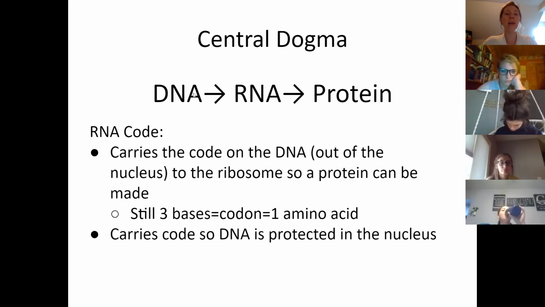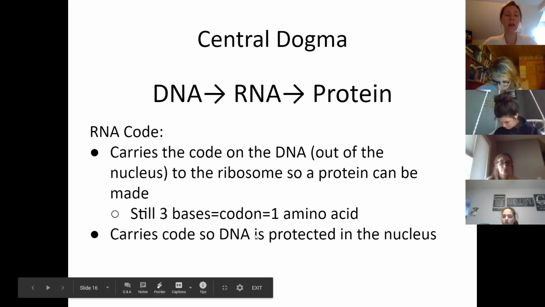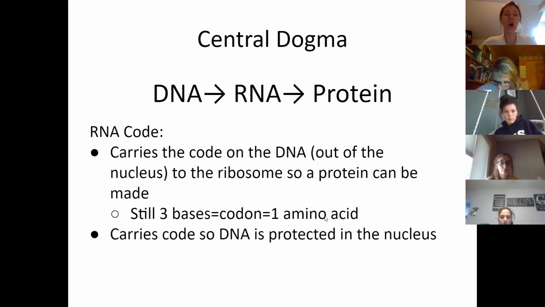So instead of sending DNA out to tell ribosomes, which is where the protein production happens, how to make the protein, we take a copy, think of it as a photocopy or a picture of the DNA code for a particular protein in RNA form, and we send that out to tell the ribosome how to make the protein that we need. And again, the details of that will be covered in the next focus area. But just to give you a little bit of a sense of how that works, we're still going to have 3 bases, which equal a codon, which code for an amino acid. So that rule hasn't changed.